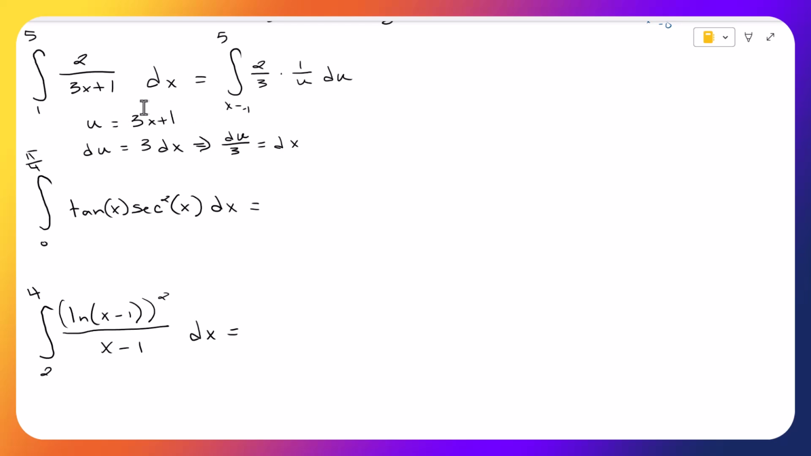And if you see here, I did u equals 3x plus 1, du equals 3 dx. And when I rearrange and put that in, we get 2/3 times 1 over u. This is like 1 over x, and this is one of our rules. We actually did it earlier. Okay, now I'll pause and I'll let you keep working.